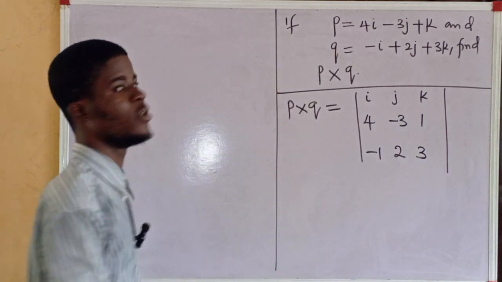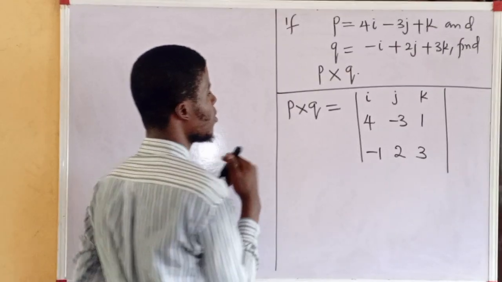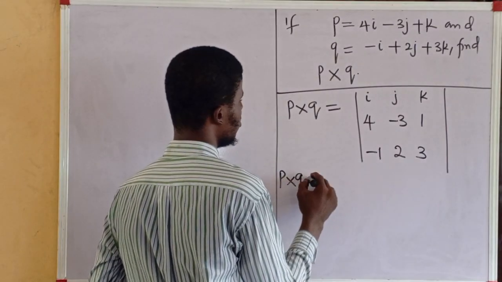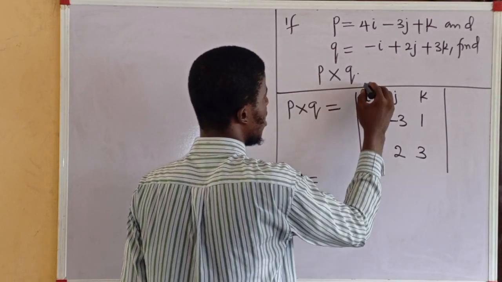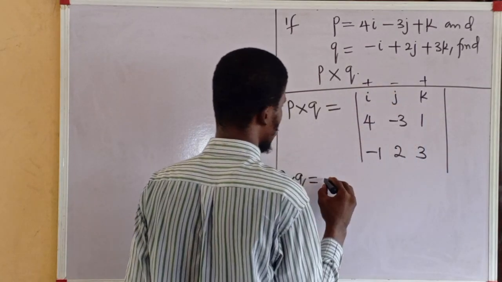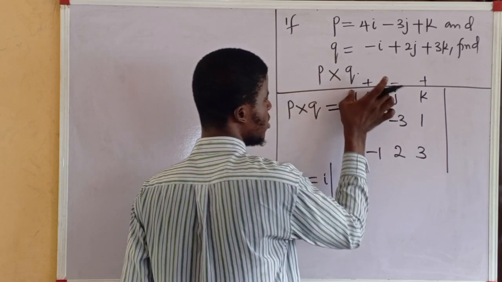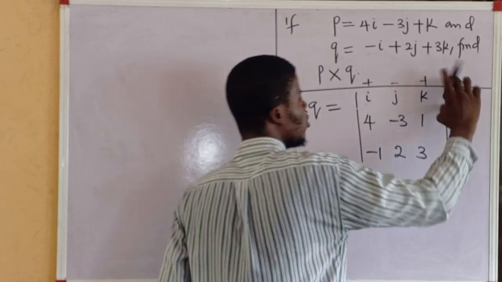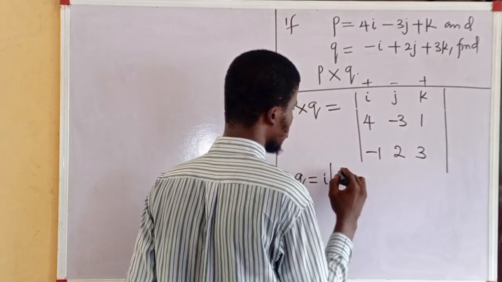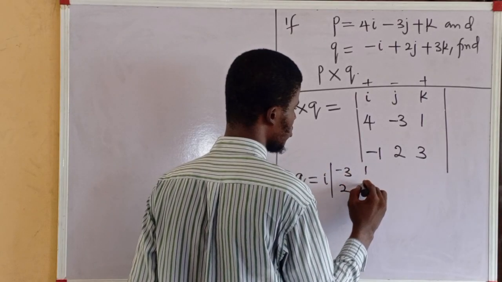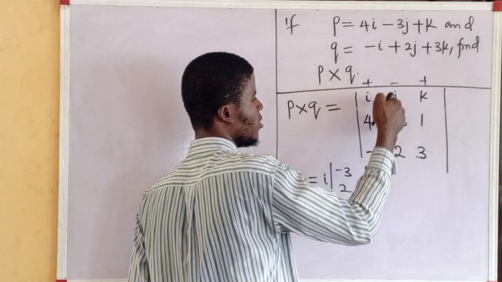Okay, so this is the 3 by 3 matrix. We are going to evaluate the determinants now. So the cross product is this. The first element here is i, which is positive, plus i. Then if you eliminate this first column and this first row, we'll be having just this left: minus 3, 1, 2, 3. Then minus j.